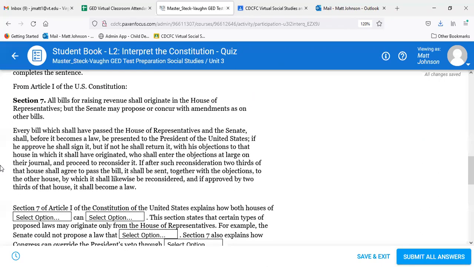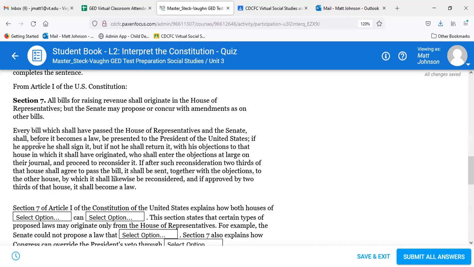Every bill which shall have passed the House of Representatives and the Senate shall, before it becomes a law, be presented to the President of the United States. If he approve, he shall sign it. But if not, he shall return it, with his objections to that House in which it shall have originated, who shall enter the objections at large on their journal and proceed to reconsider it. If after such reconsideration 2/3 of that House shall agree to pass the bill, it shall be sent, together with the objections, to the other House, by which it shall likewise be reconsidered, and if approved by 2/3 of that House, it shall become a law.